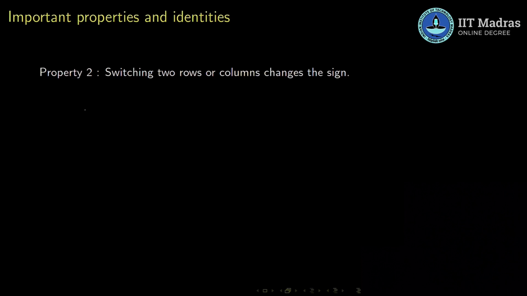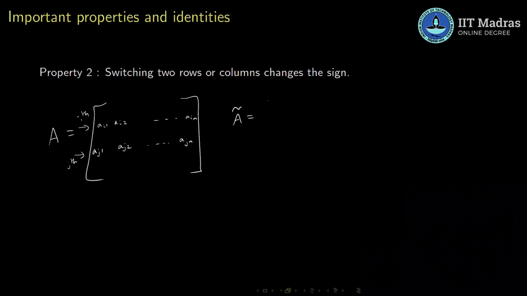So what do we mean by switching two rows or columns? Let me recall what that was. So if A is like this, this is the ith row, this is the jth row, so this is AI1, AI2, AIN, this is AJ1, AJ2, AJN. So we switch these two rows to get this new matrix A tilde.